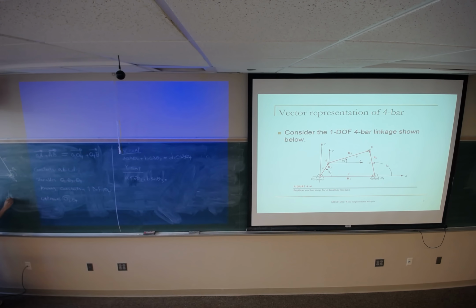If tangent of theta over 2 is equal to t, I'm going to use an intermediate variable, which is t. We assume tangent of theta over 2 is going to be equal to t. Wherever you see tangent of theta over 2, just replace it by t.